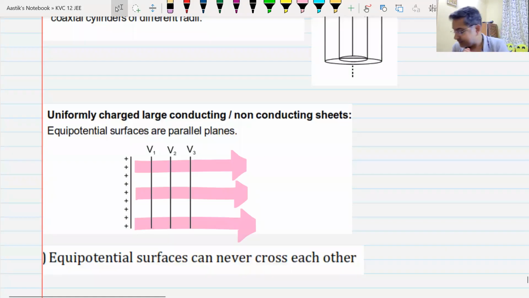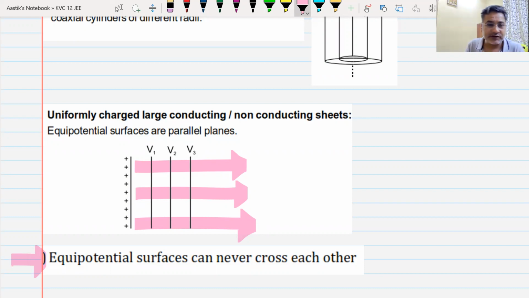Okay, the next thing is that equipotential surfaces can never cross each other. Why can they not cross each other? Because if they cross each other, you can draw two directions of electric field, which is not possible. So equipotential surfaces are never going to cross each other. Do we understand this?